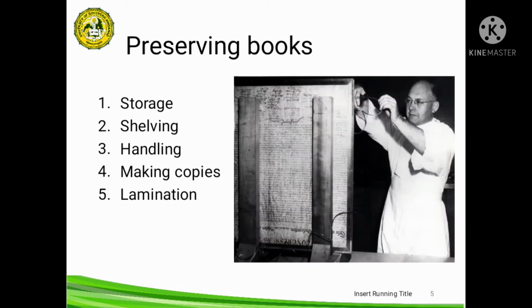In preserving books, it may include number 1, storage. Store books away from sources of heat and moisture. Number 2, shelving. Store small to medium size books upright vertically. Number 3, handling. Handle books gently to avoid separating covers and spine pieces from the binding. Number 4, making copies. Do not place books face down on the photocopier or scanner. And lastly, lamination. Coating the library materials with special cover so that they will become durable.